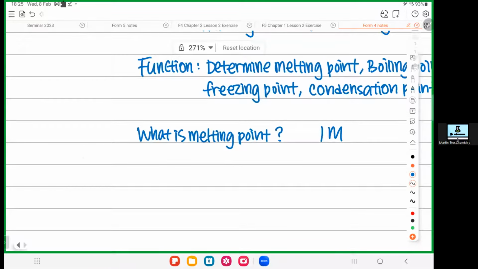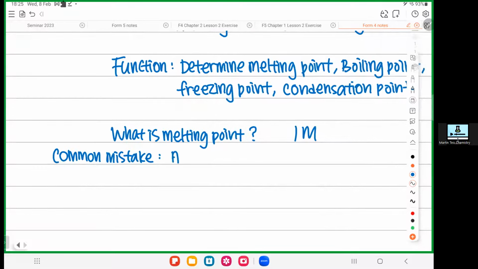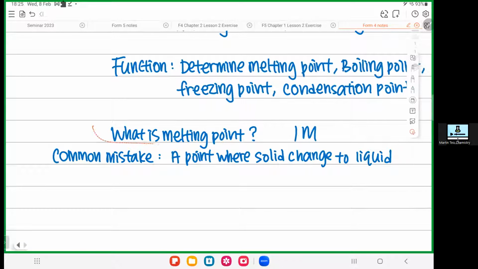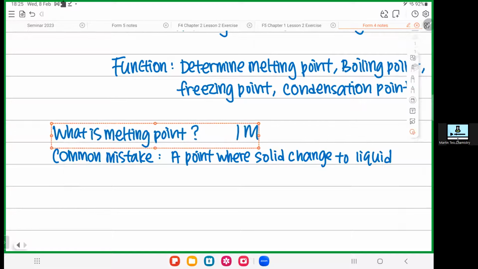One of the common mistakes made by students is this. Melting point is a point where solid change to liquid. So this is an answer that will be given by a lot of students. Many students will answer this.